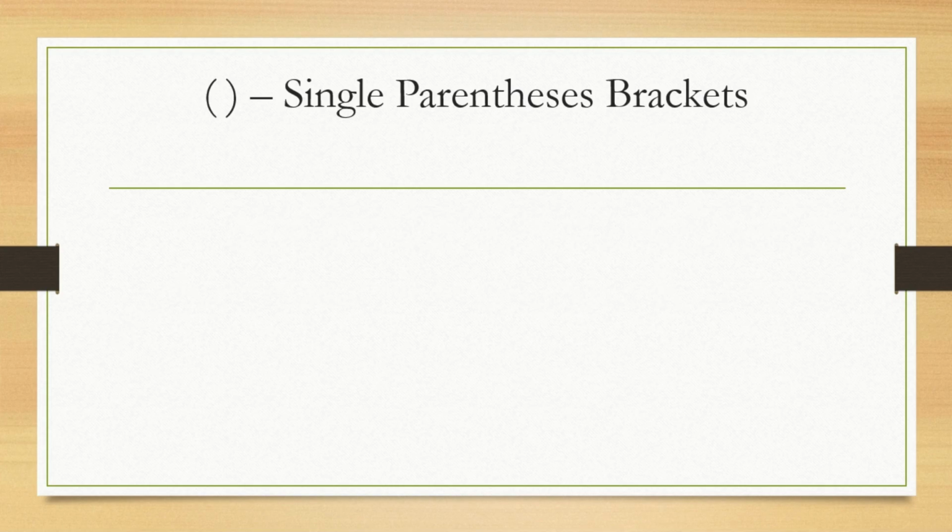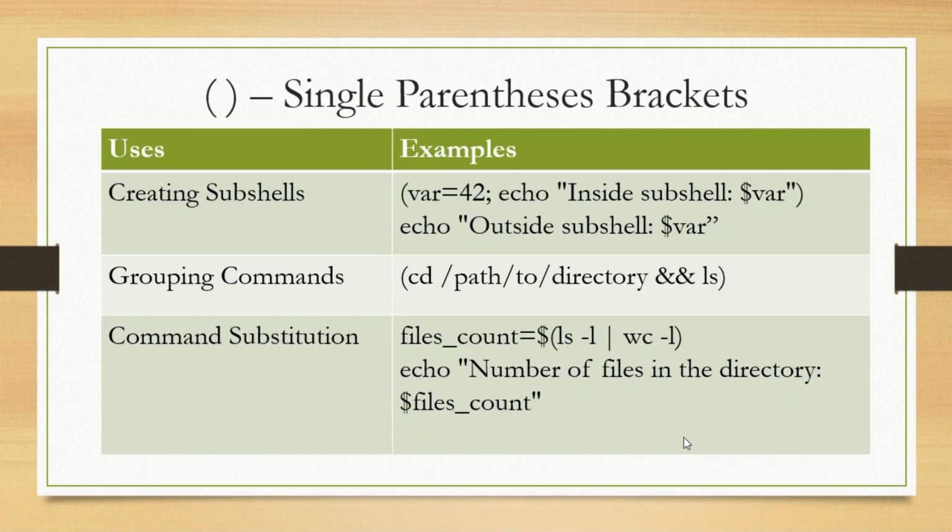Now let us check our fourth bracket. Our fourth bracket is the single parenthesis. Single parenthesis brackets are used for commands. If you want to carry out any commands, we are going to use the single parenthesis bracket. There are three uses of the single parenthesis bracket. The first use is creating subshells.